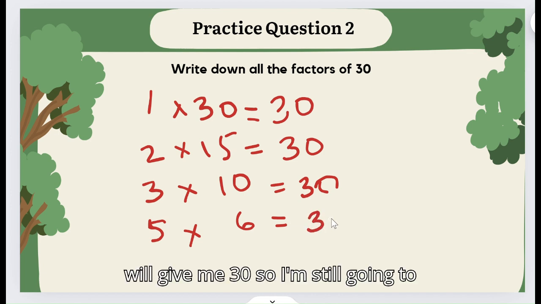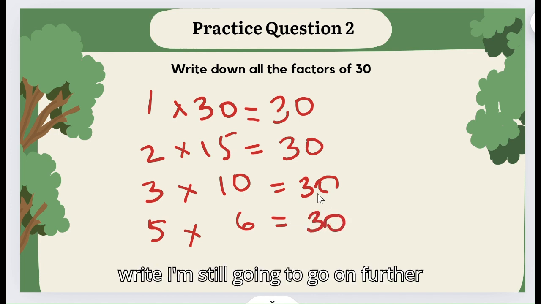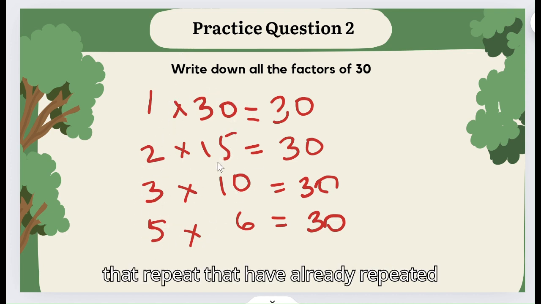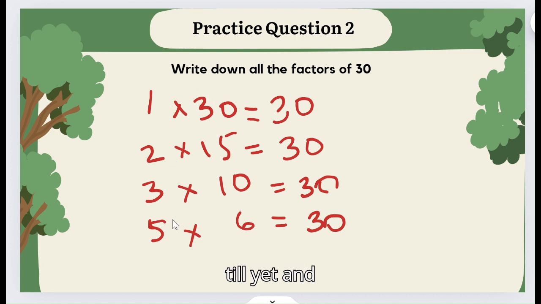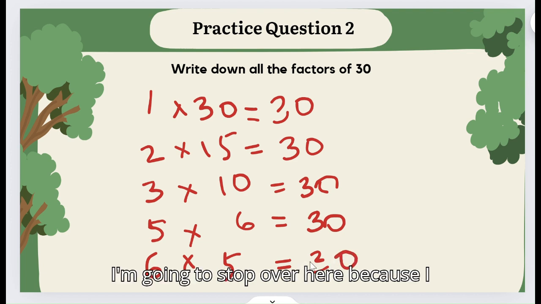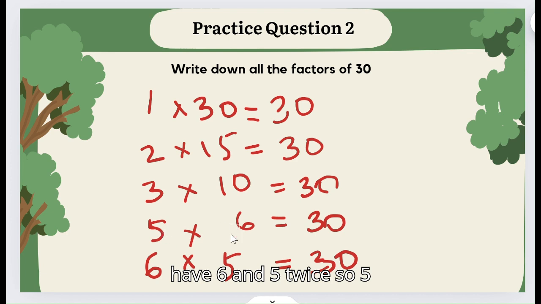will give me 30. So I'm still going to go on further because I don't have any other factors that have already repeated as yet. And then 6 times 5, which is also 30. And I'm going to stop over here because I have 6 and 5 twice. So 5 and 6 have repeated themselves.